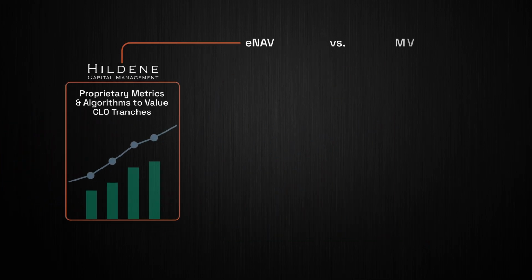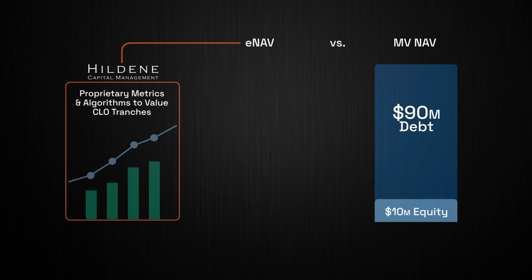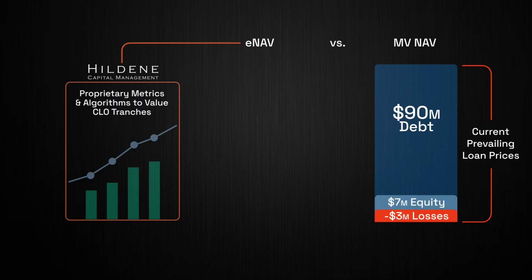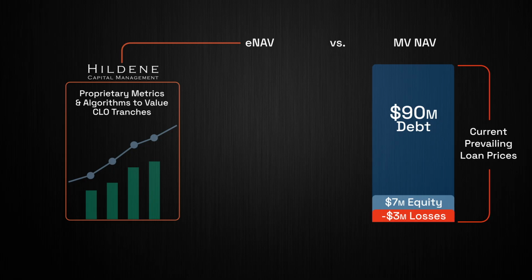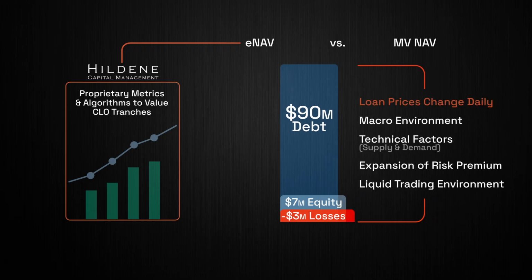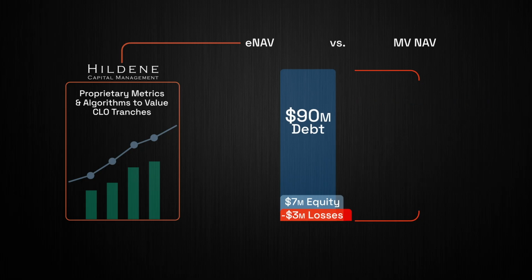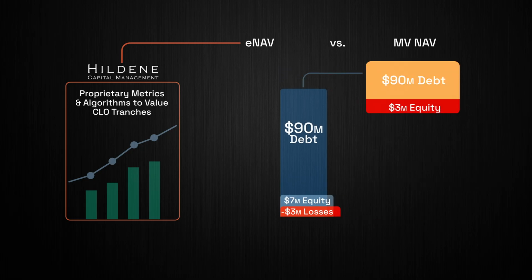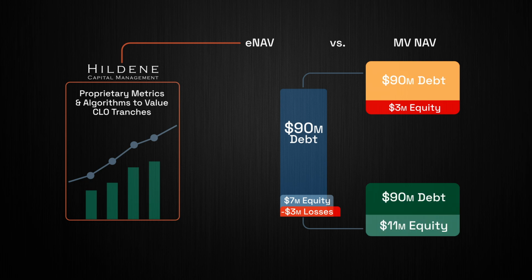CLO market participants rely on market value, or MVNAV, to measure a tranche's intrinsic value and to tier tranches across deals. MVNAV values CLO tranches based on current prevailing loan prices. Loan prices, however, change daily based on the macro environment and loan trading technicals, along with changing risk and liquidity premia. Unless the CLO is being liquidated in the very near future, MVNAV can substantially overestimate or underestimate the final collateral value that the CLO will realize.